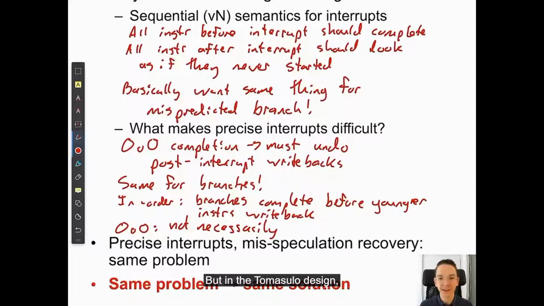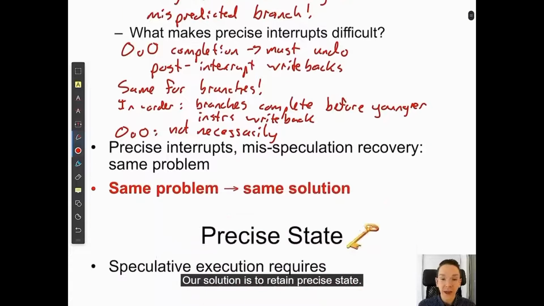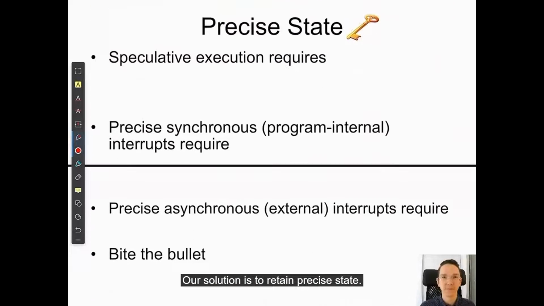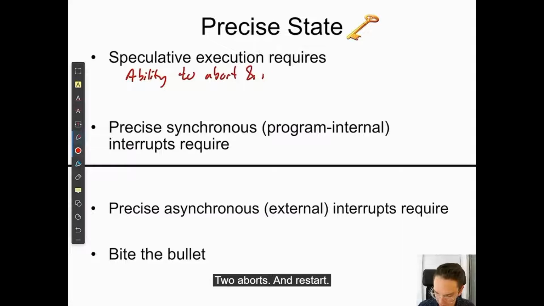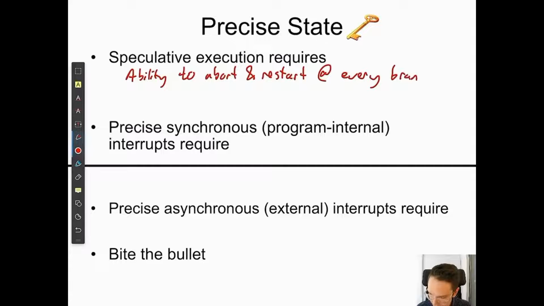But in the Tomasulo design, what went wrong for both precise interrupts and control speculation is that we had no recovery mechanism, the third key component of any speculation. Since interrupts and control speculation have the same problem, we're going to see that they actually share the same solution too. Our solution is to retain precise state. As I just said, speculation has three parts: a guess, a means to detect that the guess is wrong, and critically, the ability to abort and restart, to recover. In the case of control speculation, that is at every branch.